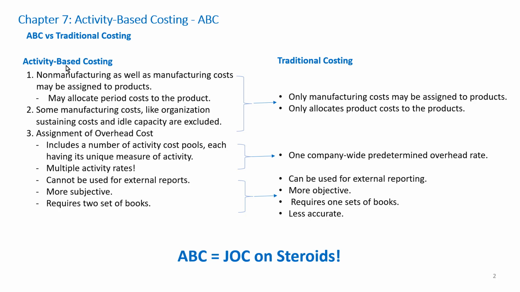First, non-manufacturing as well as manufacturing costs may be assigned to products, but only on a cause and effect basis. For example, ABC systems may assign sales commissions, shipping costs, and warranty repair costs to specific products. Under traditional costing, these things would not get assigned. Only manufacturing costs can be assigned to products.